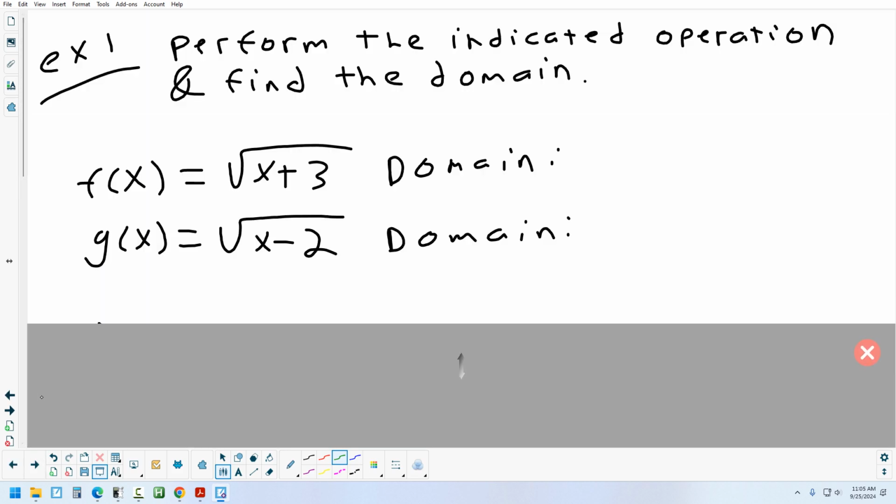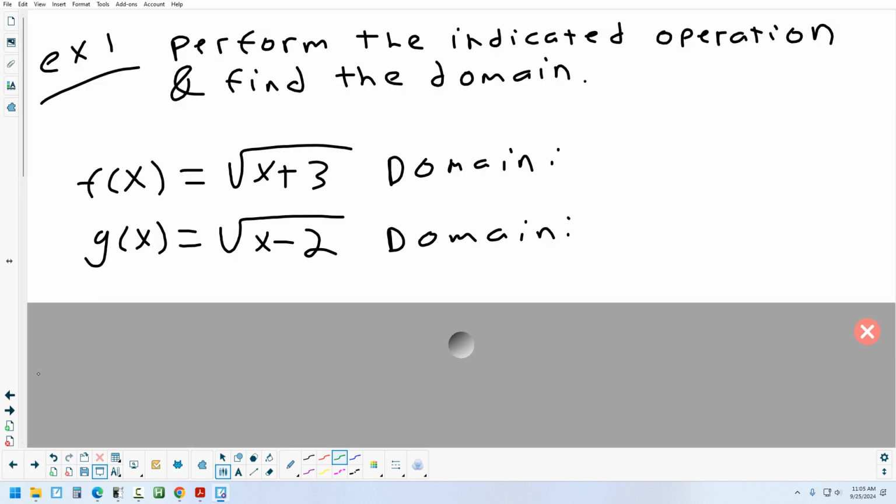All right, let's try this one. It says to perform the operation that I'm going to give you below, and then find the domain. Okay, the first step to figuring out the domain when you combine these together is first figure out the domain when they're separate. Okay, do that first.